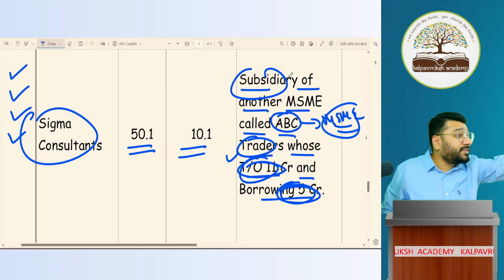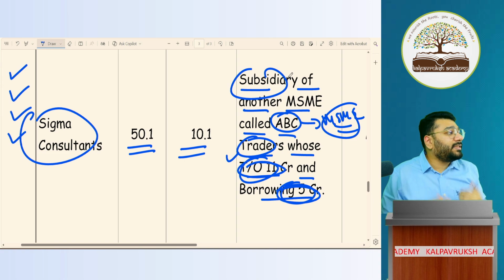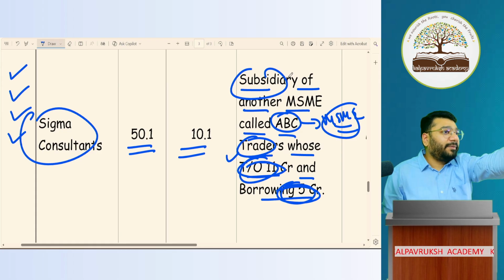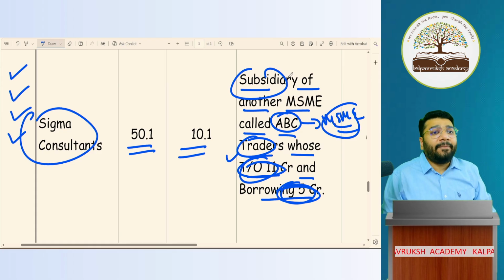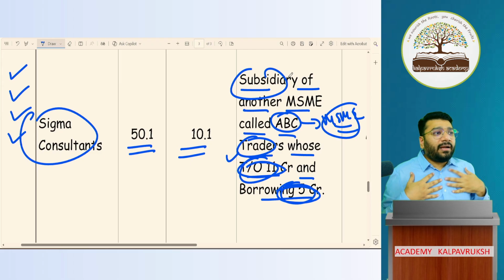First room, beta. Go straight, first room. Correct? So now tell me, Sigma Consultant, who am I? MSME. First room, left. Who am I? MSME. Okay. Sigma Consultant, MSME.